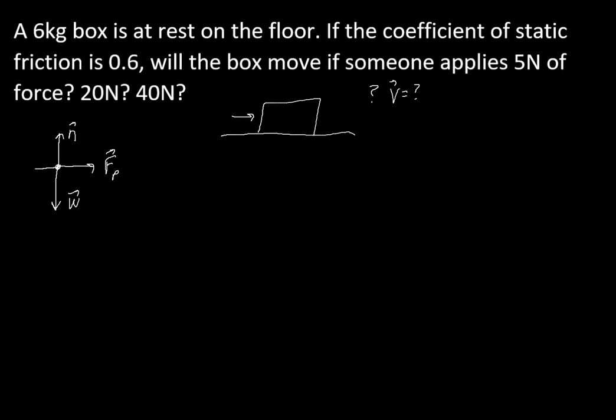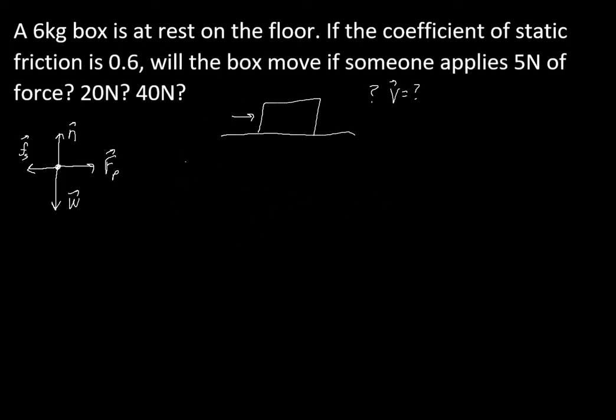It resists that movement. So the person wants to push it to the right, which means friction is going to keep it from doing so. Ideally, that's going to be static friction because it's at rest. And we'll see what happens. We'll see how to figure out if it's moving or not.